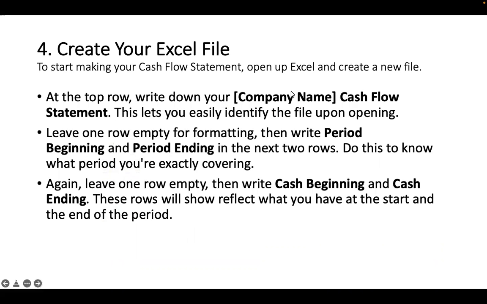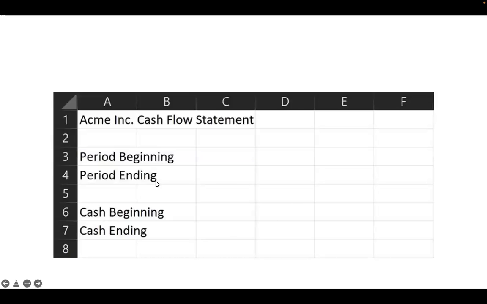So if this is written on the top, you can easily identify what this is. The company name signifies the name of the company which you are using, and the cash flow statement is the type of statement it is. So it would be really easy for you to identify. Okay, leave one row empty for formatting, then write period beginning and period ending in the next two rows. So this is what we have been discussing: period beginning and period ending.